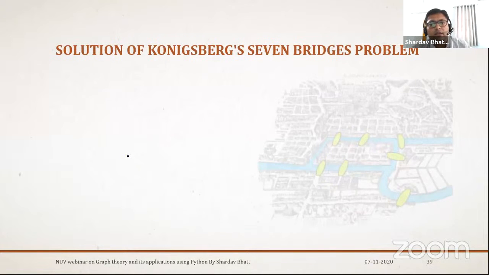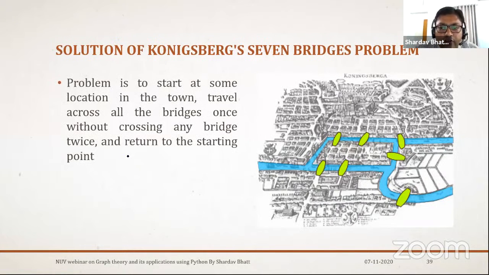So you can see this was a problem. First of all, we need to convert this problem into graph theory. So we assume that all the regions are vertices and all the bridges are edges. Then what will happen? Suppose you have these 4 regions. We can see there are 2 bridges between these 2 regions. There are 2 bridges between these 2 regions also. So I have something like this.